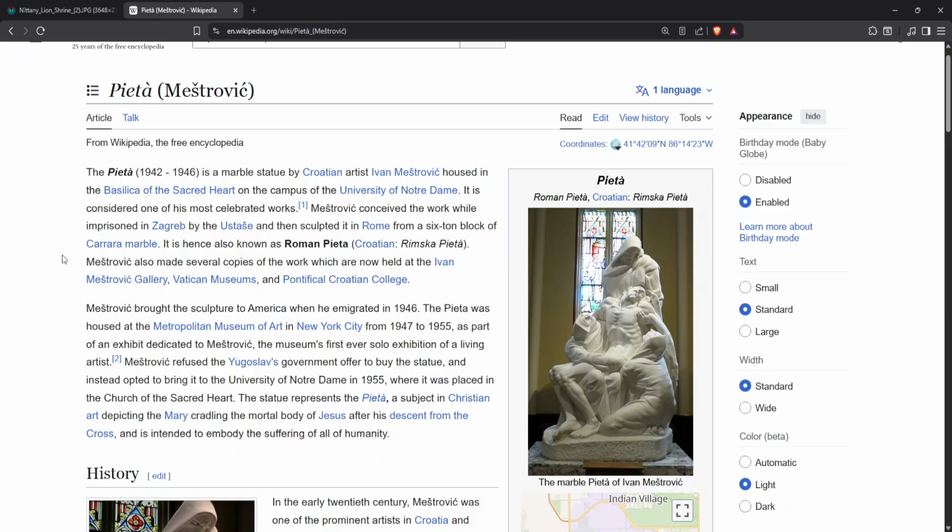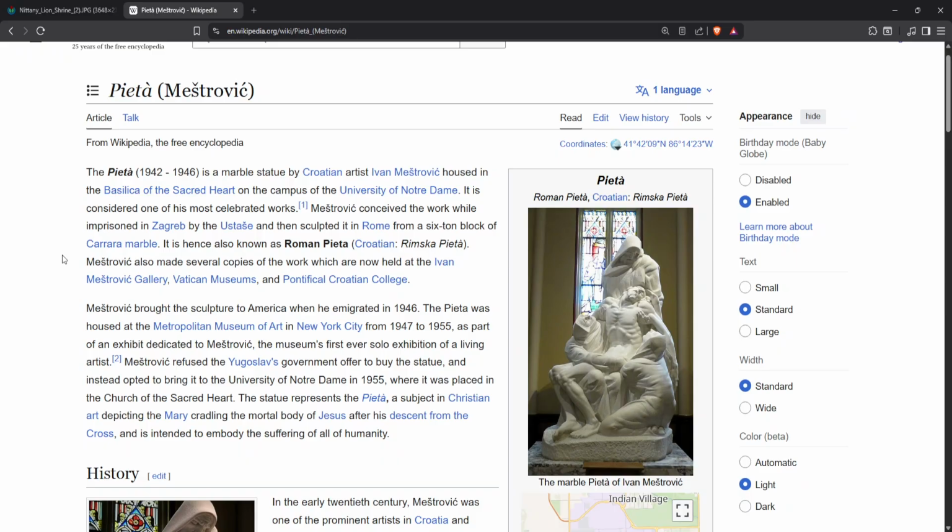Meštrović also made several copies of the work, which are now held at the Ivan Meštrović Gallery, Vatican Museums, and Pontifical Croatian College. Meštrović brought the sculpture to America when he immigrated in 1946. The Pieta was housed at the Metropolitan Museum of Art in New York City from 1947 to 1955, as part of the exhibit dedicated to Meštrović, the museum's first ever solo exhibition of a living artist. Meštrović refused the Yugoslav government's offer to buy the statue, instead opting to bring it to the University of Notre Dame in 1955, where it was placed in the Church of the Sacred Heart.